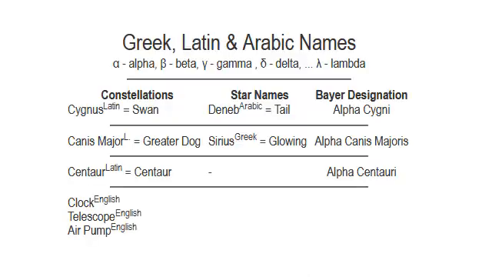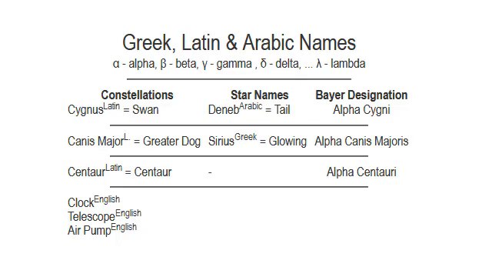The names of stars and constellations are not easy to remember because they are primarily Greek, Latin, and Arabic. For example, Deneb is Arabic for tail. The constellation Cygnus is Latin for swan.